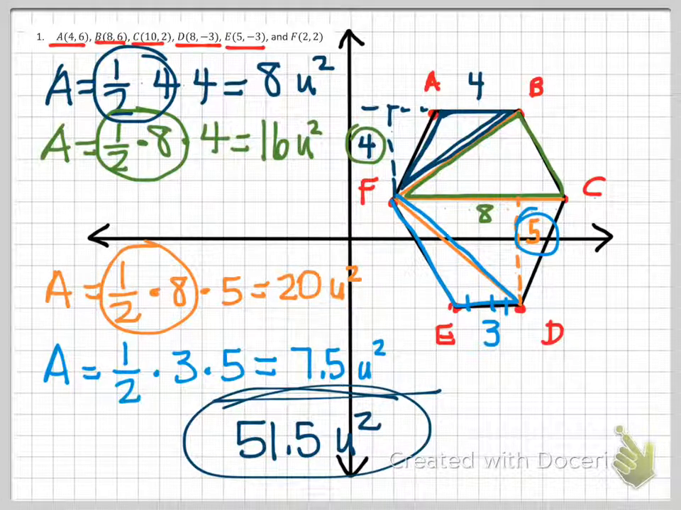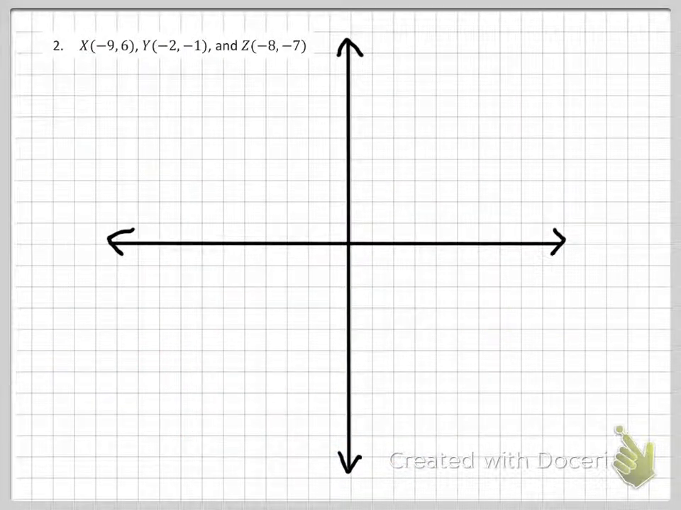All right, let's try one more of those. Number 2. First thing is to plot our points. Point X is left 9. 1, 2, 3, 4, 5, 6, 7, 8, 9. So point X is right there.